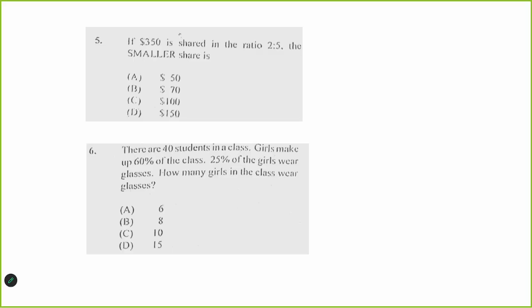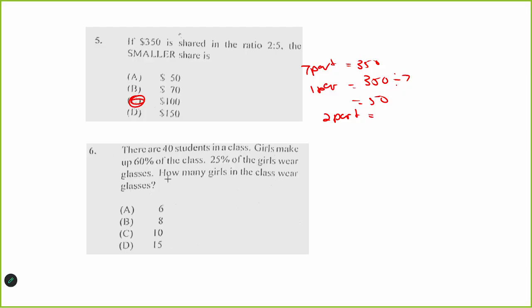Right, number 5. We did this last time, but last time they asked for the larger share, and this time they're asking for the smaller share. 2 to 5 is 7 total parts, which is 350. 1 part would be 350 divided by 7, which is 50, and I want 2 parts, which would be 100.